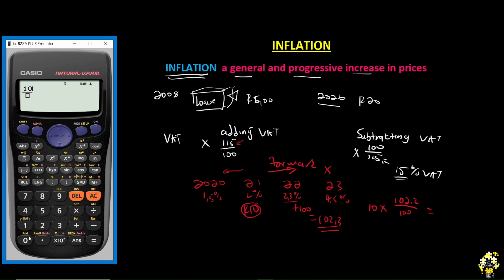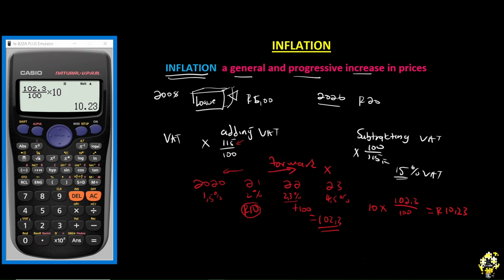We can just say 102.3, and then we are going to say over 100, and then we'll multiply it by 10. We can start with the 10, still the same thing. So it's telling us that if in 2021 it was 10 rand, in 2022 it's going to be 10.23. Now, that is only if we are going forward. So if we are going forward, the added percentage goes at the top, and then below you put 100.